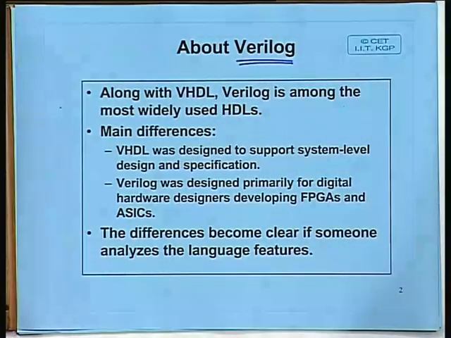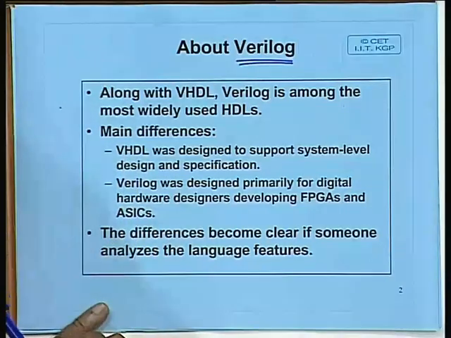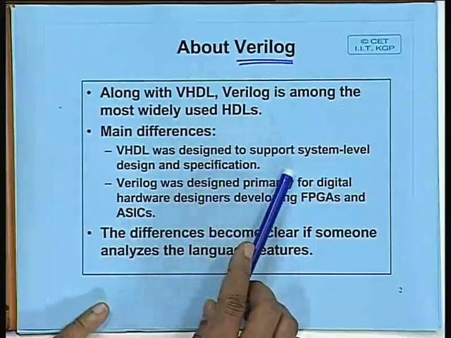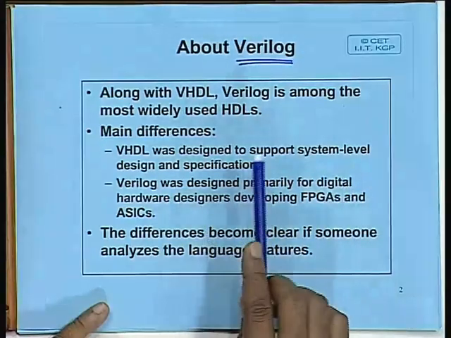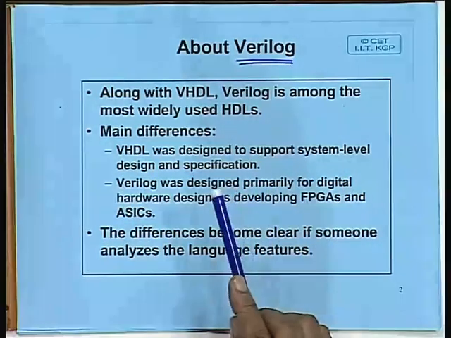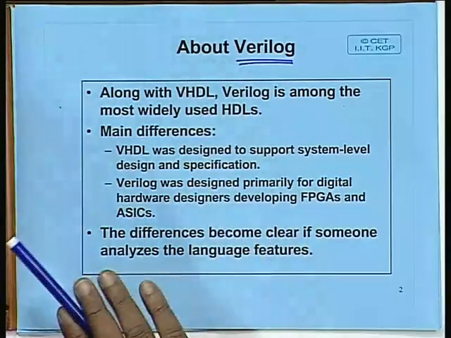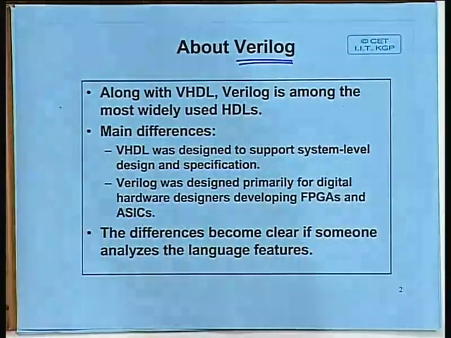See, the language VHDL evolved initially to support higher level specifications, to support system level design and specifications. It did not support low level design, like for example a gate level netlist. VHDL does not support users to specify a gate level netlist, for example. Here you can support system level design where you specify the blocks, their behavior and how they are interconnected.